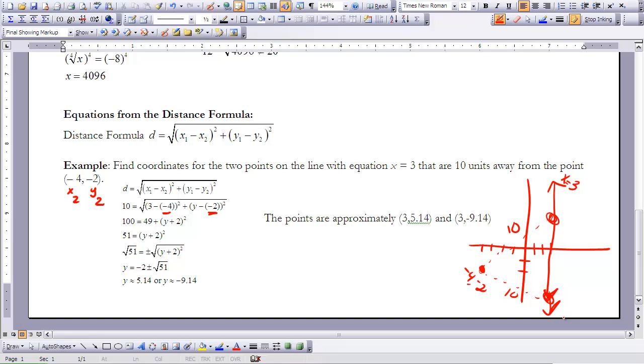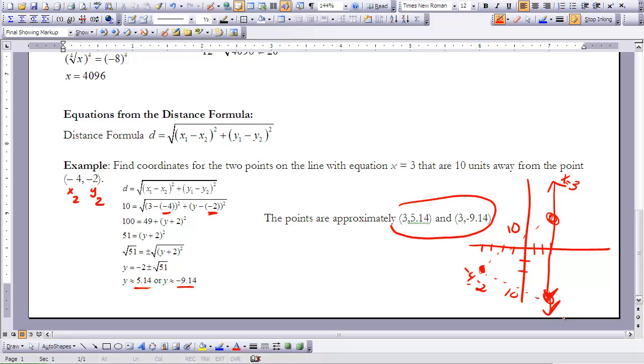That would be plus or minus the square root of 51 equals the square root of y plus 2 squared. We know that the square root of something squared is that something, so y plus 2 is going to equal plus or minus the square root of 51. I'm going to move 2 over, so that leaves me with y equaling negative 2 plus or minus the square root of 51. Then when I go ahead and get an approximate value, negative 2 plus the square root of 51 gives me 5.14. Negative 2 minus the square root of 51 gives me negative 9.14.